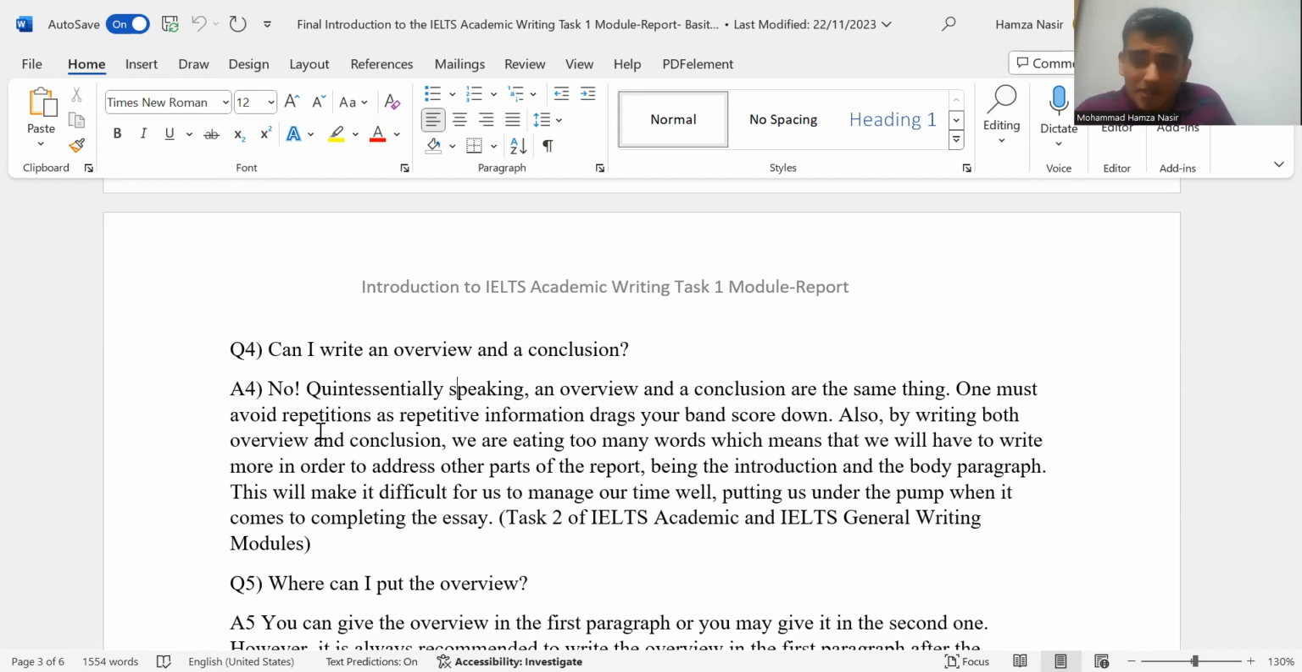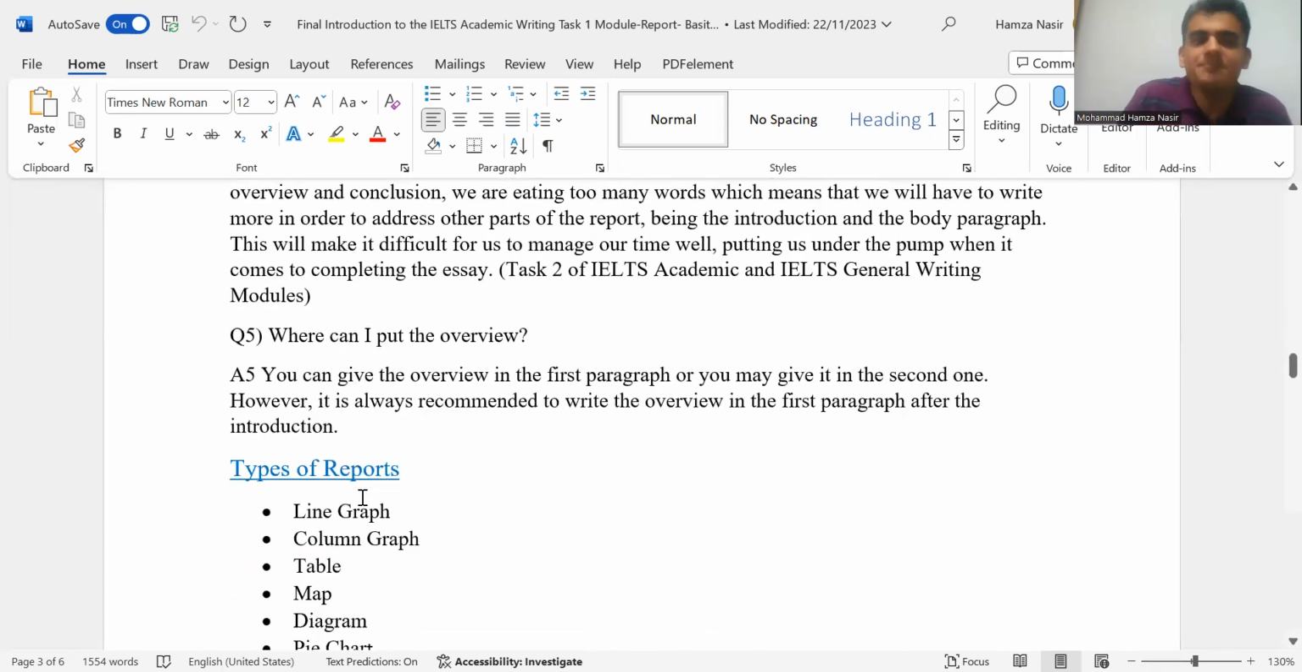One must avoid repetition, as repetitive information drags your band score down. Also, by writing both overview and conclusion, we are eating too many words, which means we will have to write more in order to address other parts of the report, such as the introduction and the body paragraph, moving on to the essay. This will make it difficult to manage your time well. And obviously, like I said, time management is a big problem in these tests. So you've got to be careful.